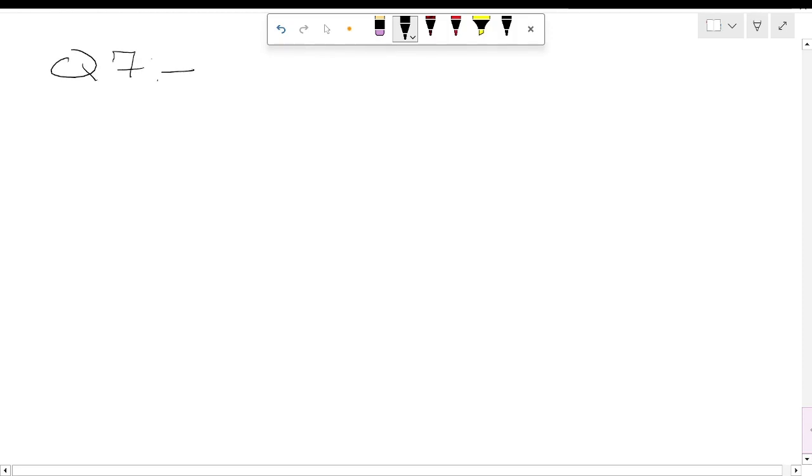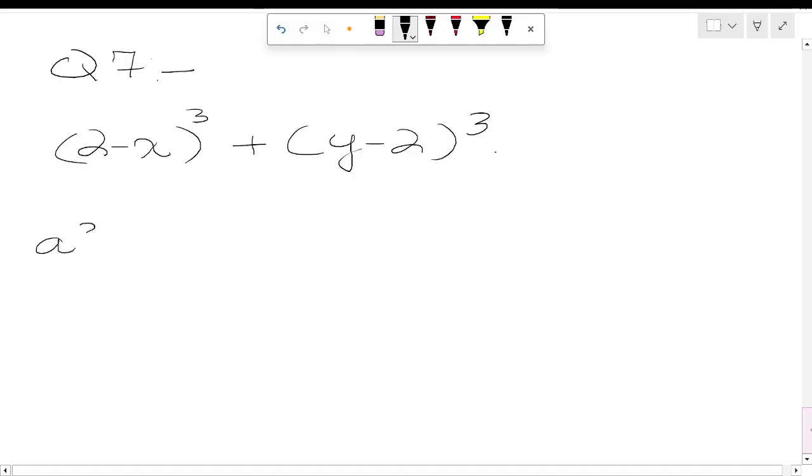The expression states that (2 minus x) whole cube is added with (y minus 2) whole cube. So what will we do in this expression? We just need to convert this into the a cube plus b cube form.